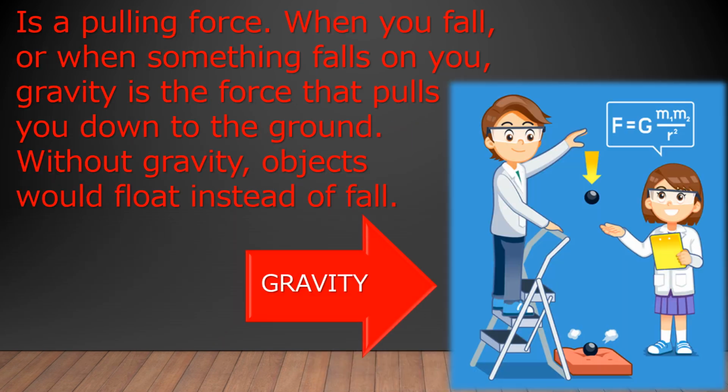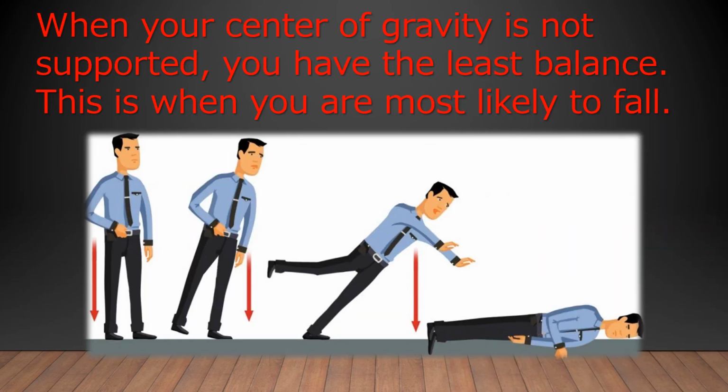Gravity is a pulling force. So when you fall or when something falls on you, gravity is the force that's going to pull you down to the ground. Without gravity, objects would float instead of fall. When your center of gravity is not supported, you have the least balance. This is when you are most likely to fall.